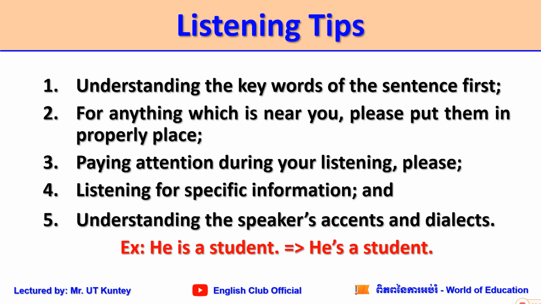And number 4, listen for specific information. Whenever you get your student to listen, you have to tell them to listen for the specific thing linked to the question they are asked. For example, if the listening asks about the author's age, 8, they want to ask for the number 8. So when a student starts listening, you can get your student to listen for the specific information in order to answer the question.